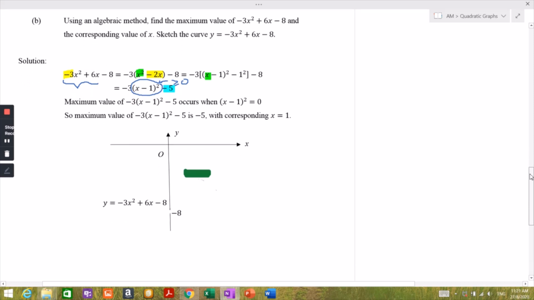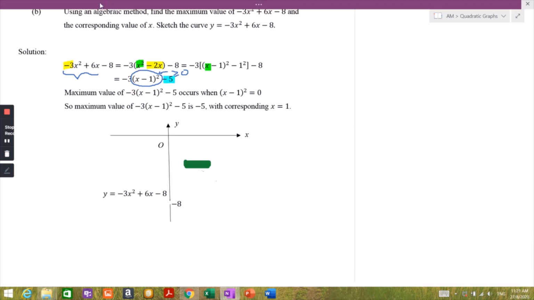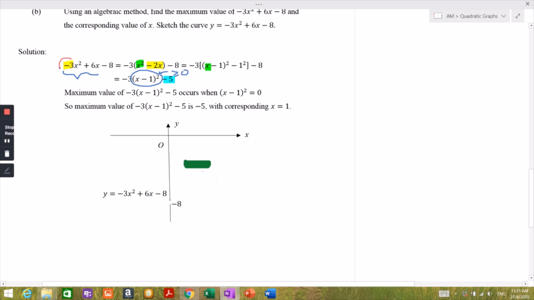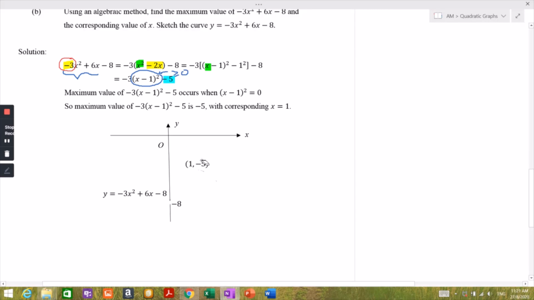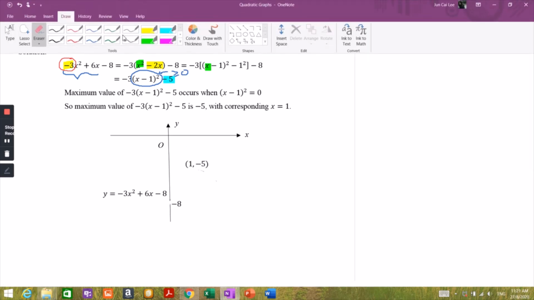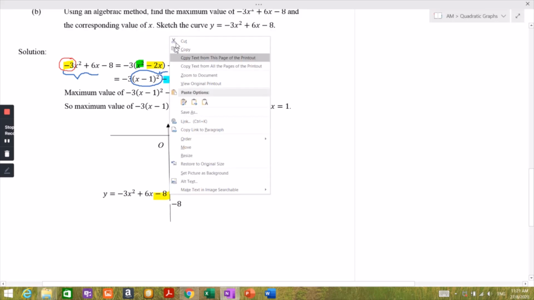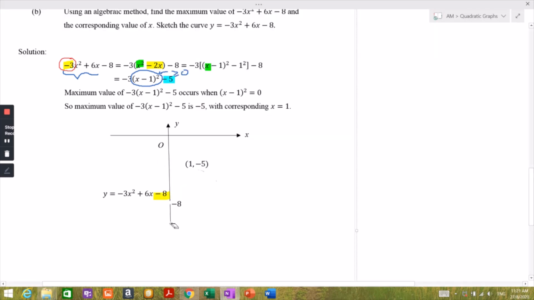So how to continue the story? Very simple. You know that this graph from the fully expanded form has negative 3 as the coefficient of x squared, so it's an N shape. Passing through this point 1 comma negative 5, and passing through the y-intercept at negative 8, you find that the graph will have to look like this. Go up, maximum, come down. It's an N shape this way.